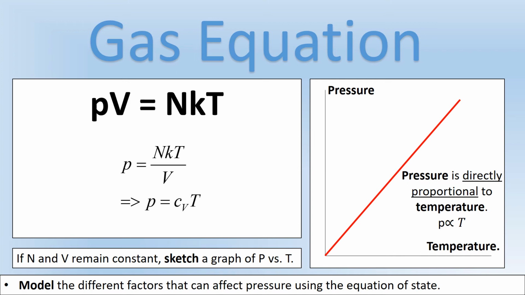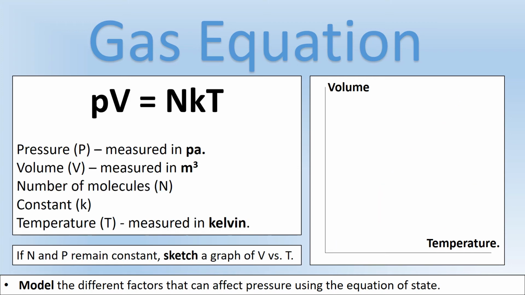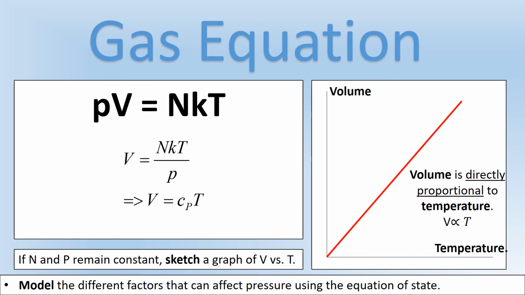Okay, so let's try another one. So this time we're going to keep the number of molecules and the pressure constant, and you want to sketch a graph of volume versus temperature. So again, pause this video, have a go. Okay, so now you've had a chance to have a go, let's have a look at my working for this. So this time the first thing I did is I moved P to the other side to make volume the subject. I replaced nk over P with a constant, again with a different subscript just to show it's a different constant. So we can see again we've got a directly proportional relationship between volume and temperature there.